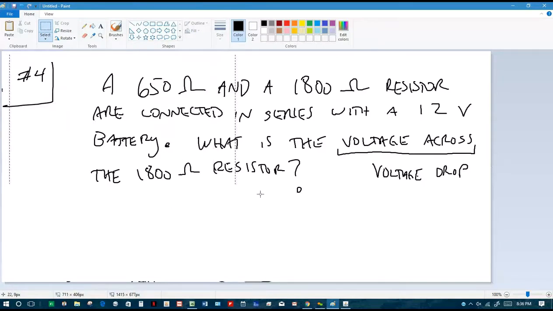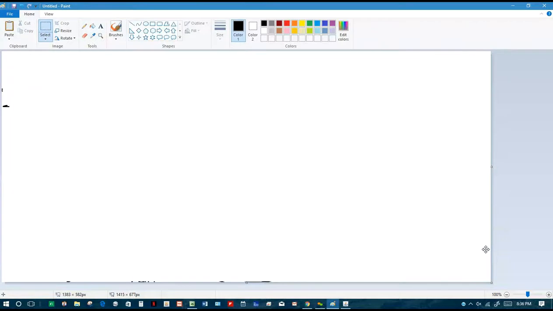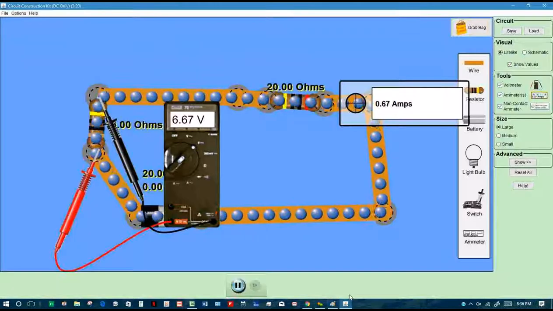Okay. We have about 25 minutes left. I have to teach you what a parallel circuit is now. Okay. I'll try my best to squeeze it in. So let's go back over here.